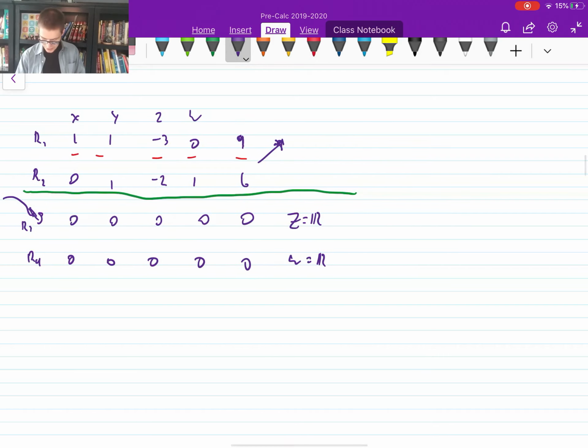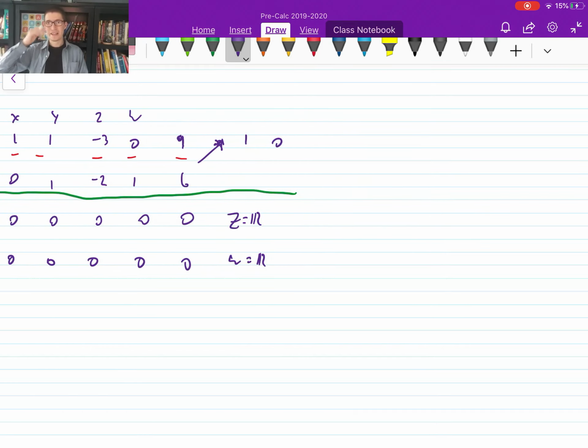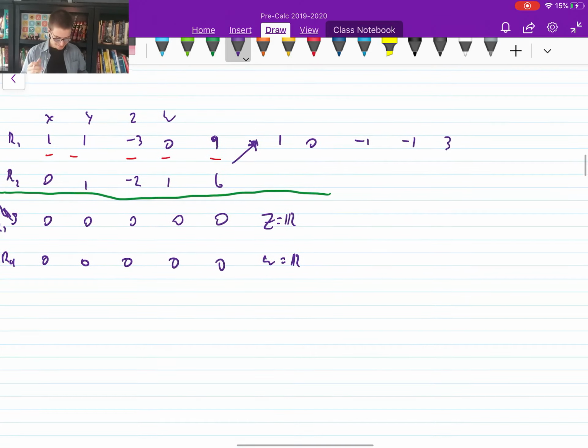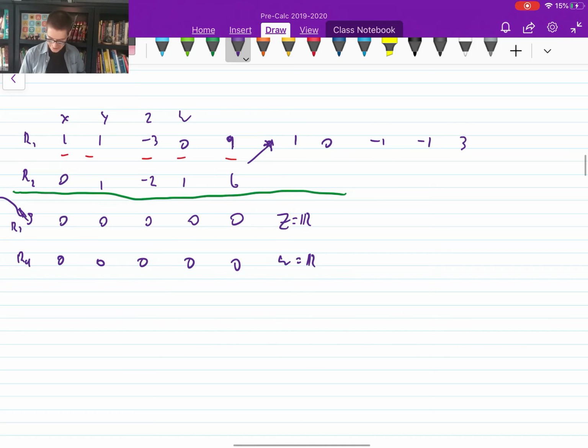So we'll get 1 minus 0 is 1, 1 minus 1 is 0, negative 3 plus 2 is negative 1, 0 minus 1 is negative 1, and then 9 minus 6 is 3. This is a more proper row echelon form-ish kind of answer. Still not much more we can do here, but that's slightly better. Let me make sure that I did this right. I added 2, I subtracted 1, and that looks about good. Yes. Cool. So we have 0, 1, negative 2, 1, and 6.